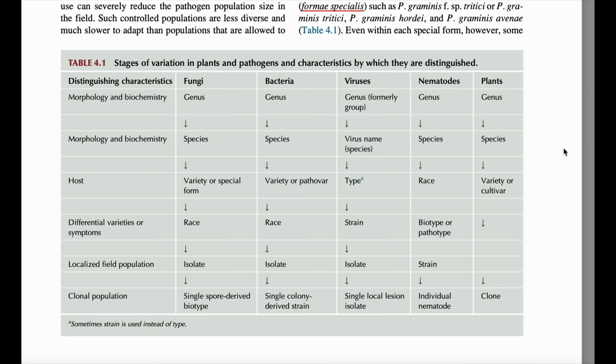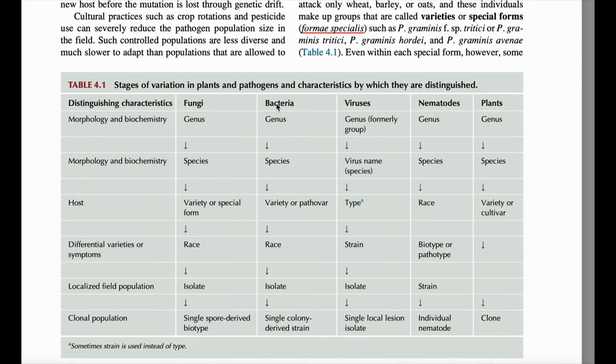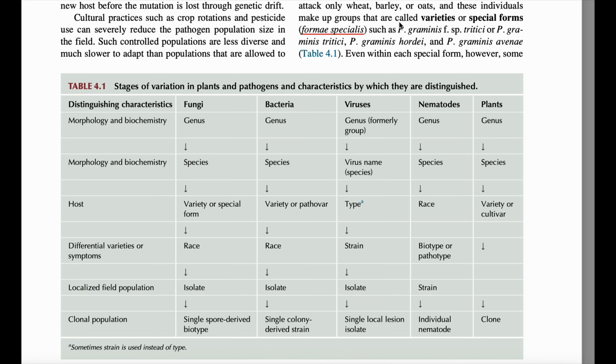You can take a screenshot of the table, or I'll attach it in the description for you. So for fungi, bacteria, viruses, nematodes, plants, they have done it very nicely, showing how to distinguish. The first is genus, the level. They have categorized it level-wise. First we have genus, then many genera are divided on the basis of species. After species, like Puccinia is the genus.